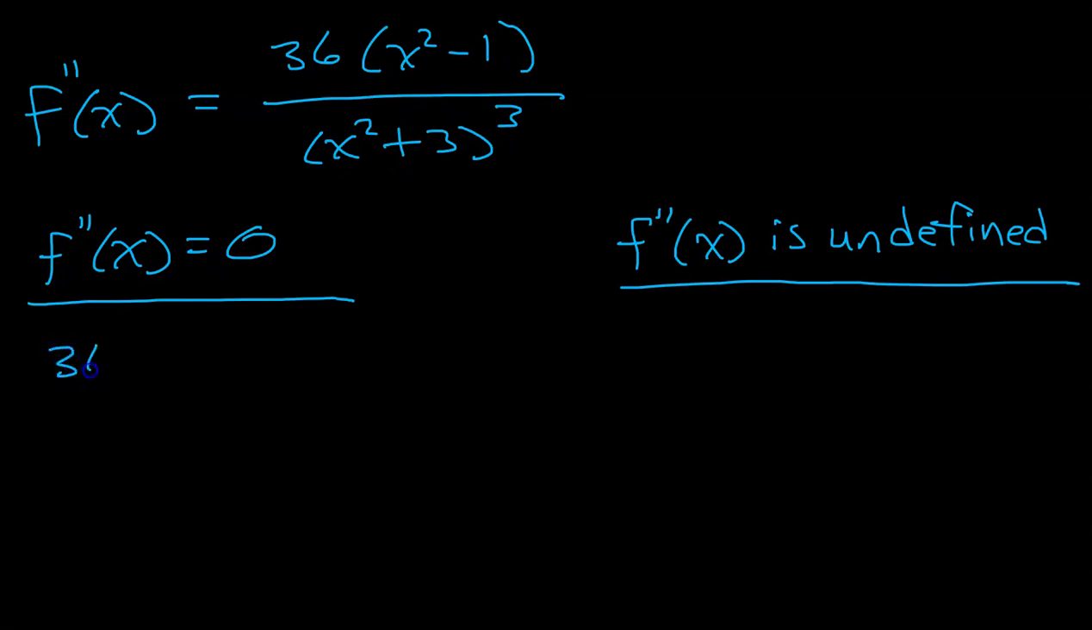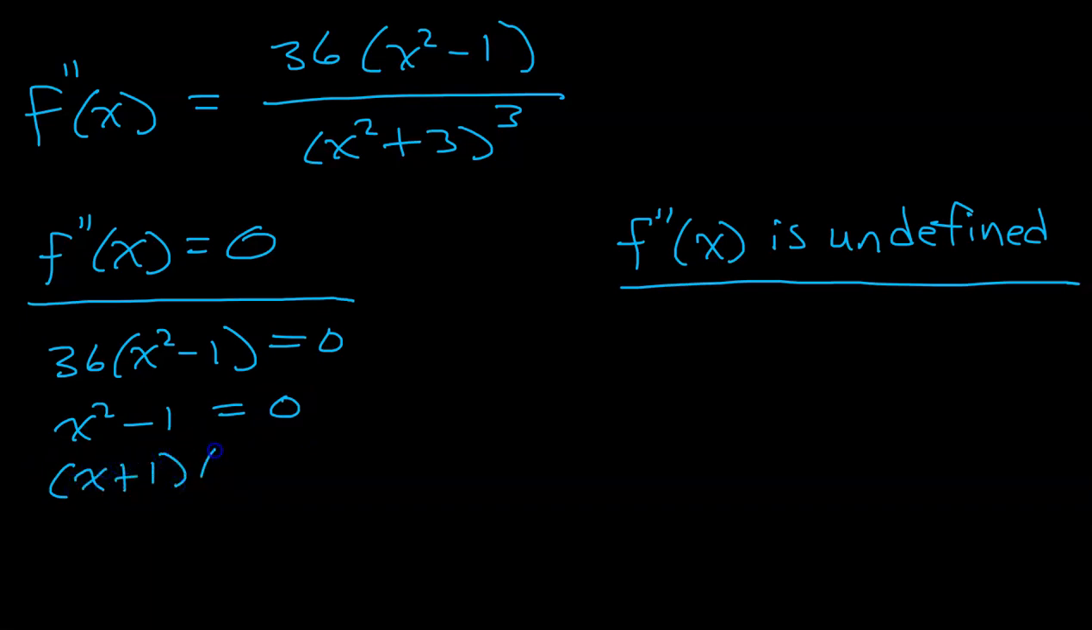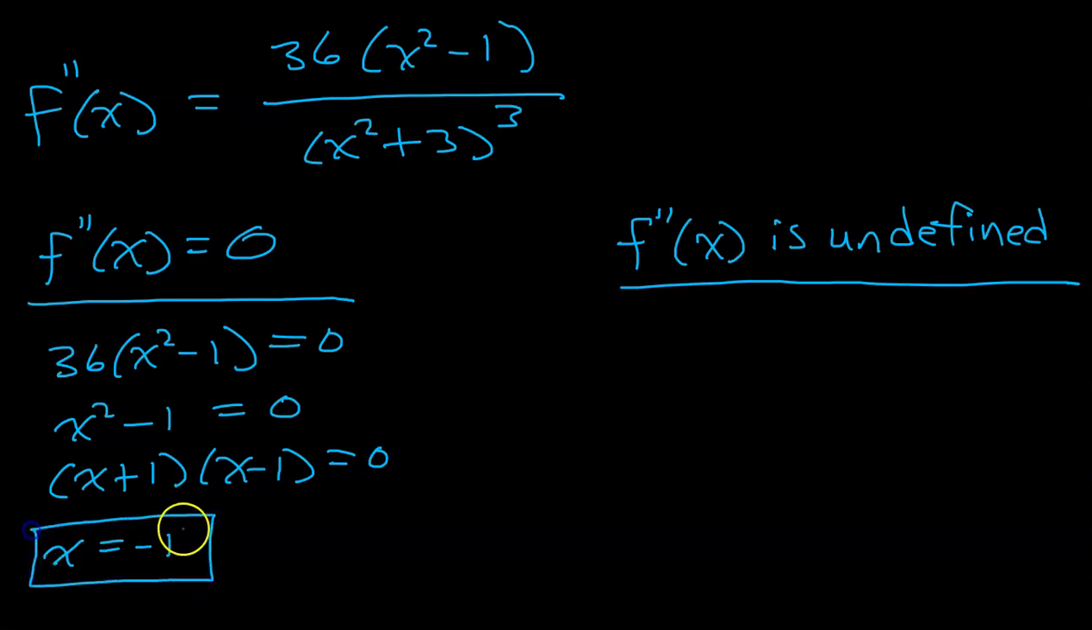So 36 times (x squared minus 1) equals 0. That's the only way the second derivative will ever equal 0. Dividing both sides by 36, we have x squared minus 1 is equal to 0. I guess you can either factor it or add and take the square root. I think I'll factor this time. So I've got (x plus 1) times (x minus 1) is equal to 0. So by the zero product property, we have x equals negative 1. That's a critical number. And we have x equals positive 1. That's a critical number.